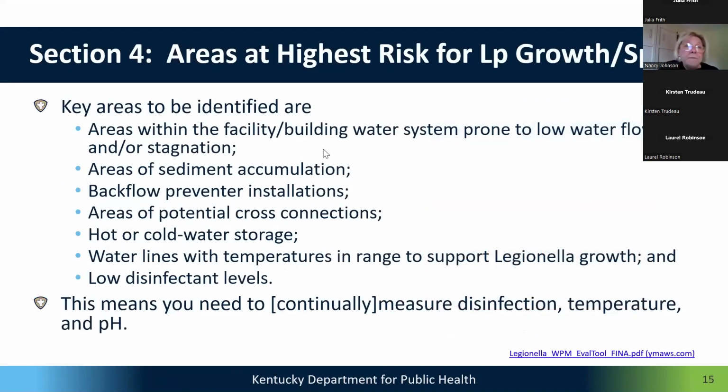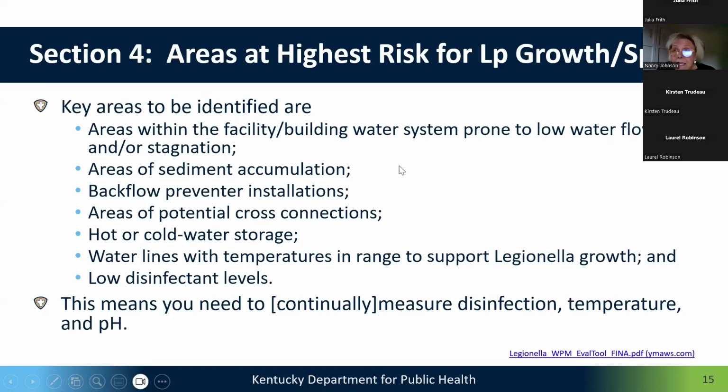Section 4 is the areas of highest risk for LP growth and spread. Now that's significant. And this is going to be a really chunky section, and this is going to take the most work, I think, to put together. So you need to understand what areas within are prone to low water flow or stagnation.